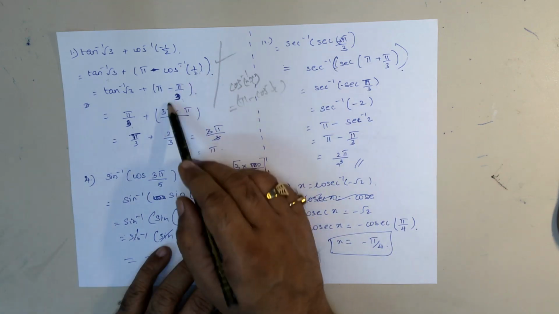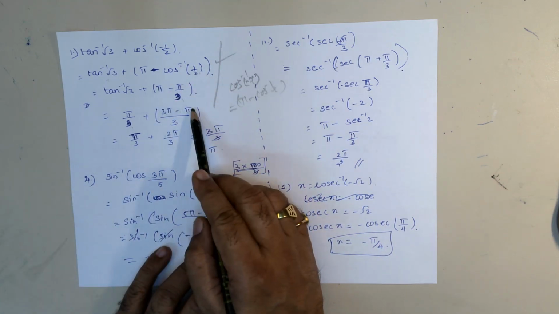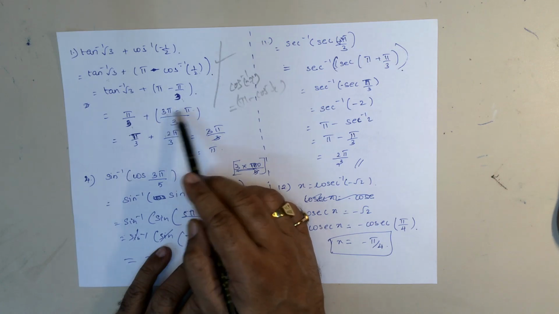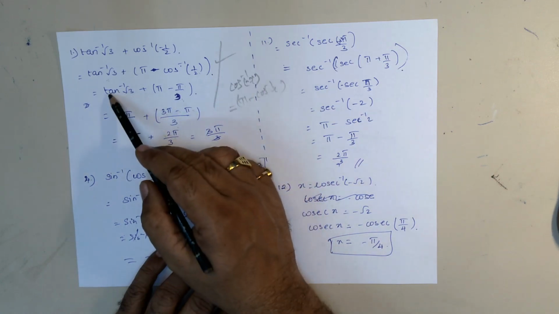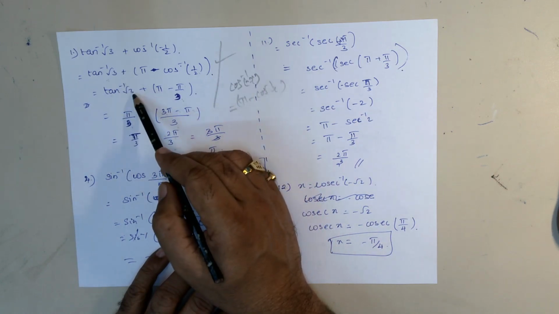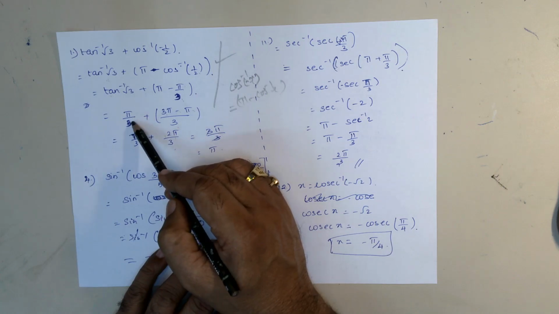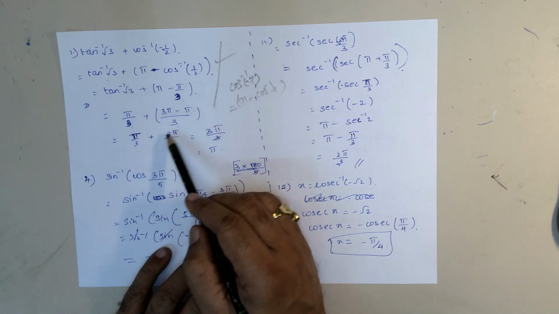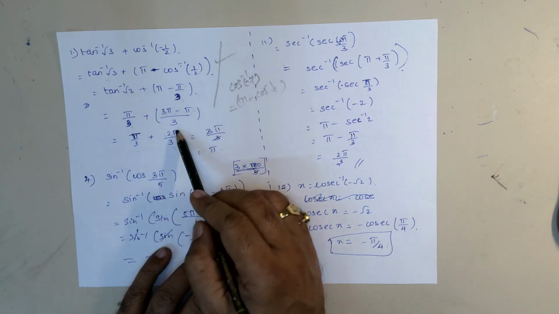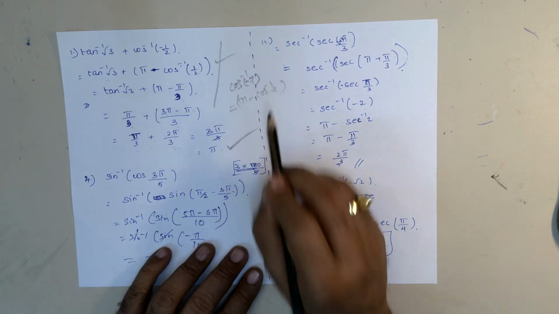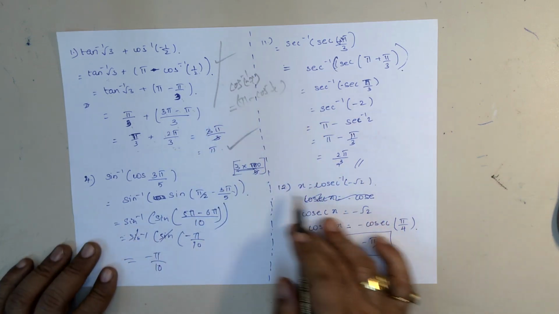Then we take the LCM. So 3 pi minus pi divided by 3 is equal to 2 pi by 3. And tan inverse of root 3 is nothing but pi by 3. Therefore, pi by 3 plus 2 pi by 3, the 3s cancel. The answer is pi. Very good.